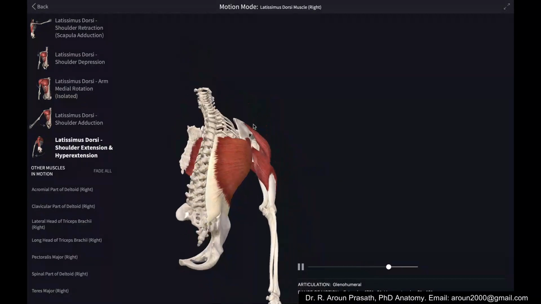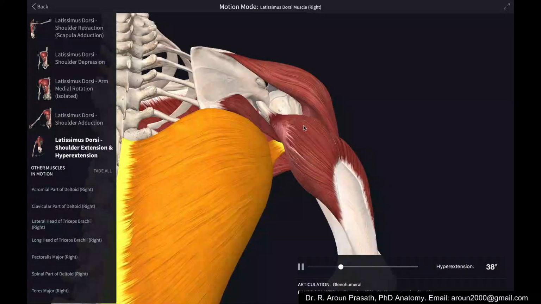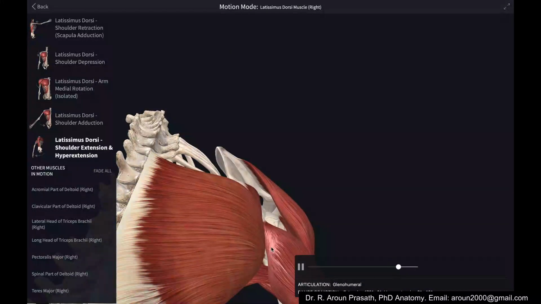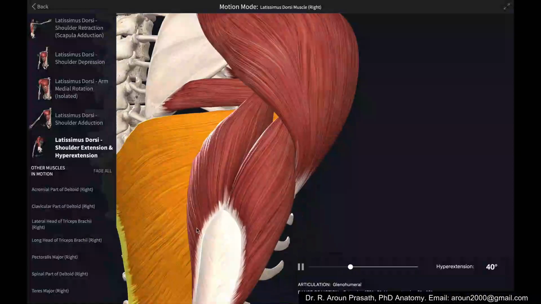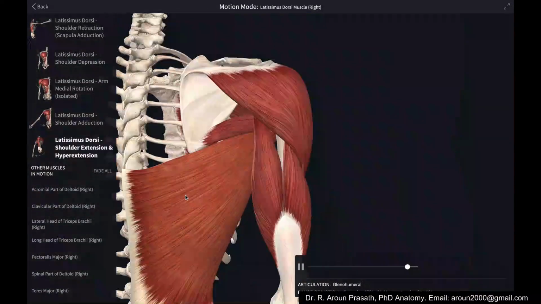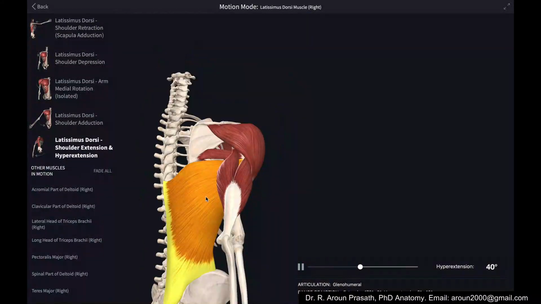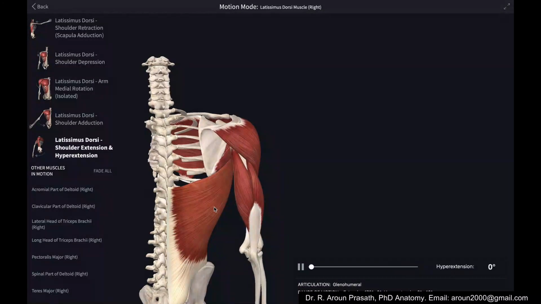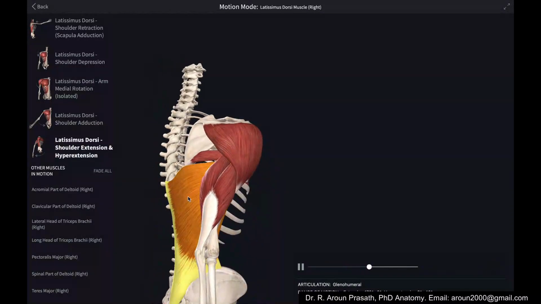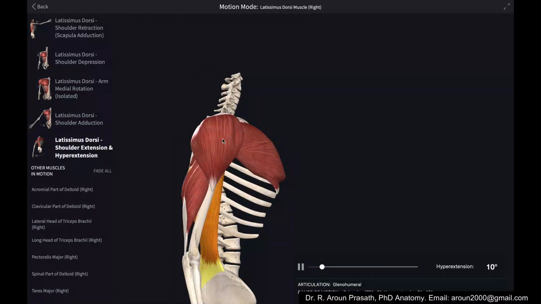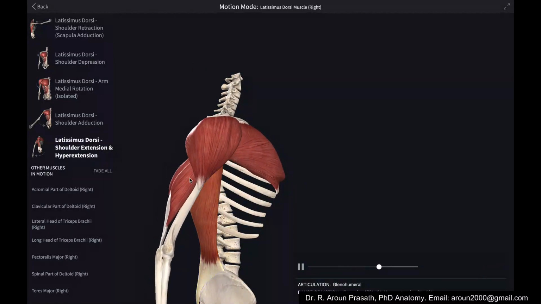This latissimus dorsi is attached to the upper end of the humerus here. We call it the climber's muscle, the largest flat muscle in the body. When the latissimus dorsi contracts, the extension of the shoulder takes place.